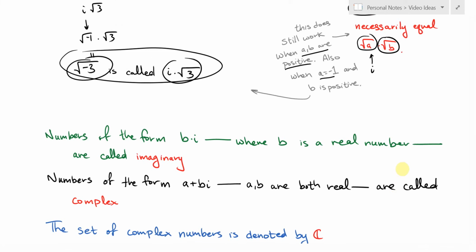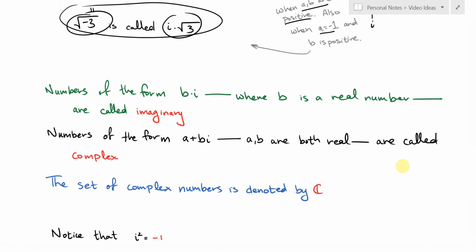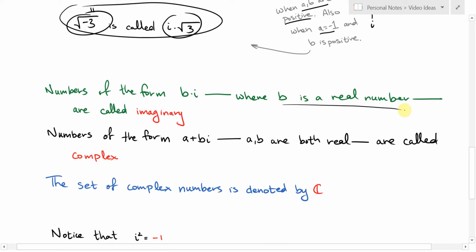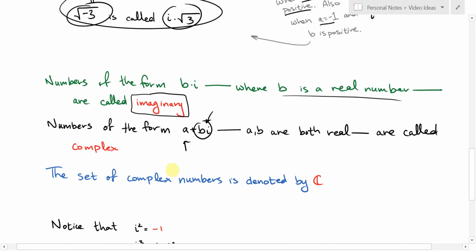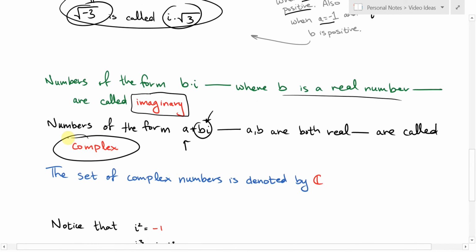So now some terminology, just has to be said. Numbers of the form b times i, where b is a traditional real number, are called imaginary. Numbers of the form a plus bi, where a and b are both real, so an imaginary number plus a real number, is called a complex number. And this is complex analysis, so that's what we're going to be interested in: complex numbers. And the set of all complex numbers is denoted by this kind of blackboard C.